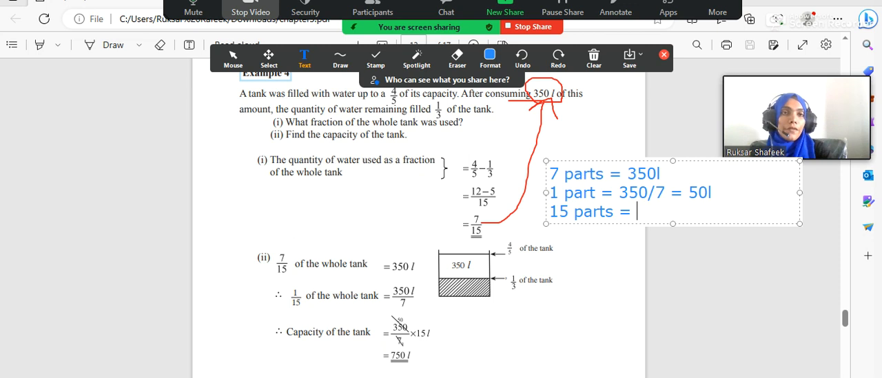So to find 15 parts, I can multiply 50 liters by 15. So when I multiply 50 by 10, I get 500, and then by 5 is 250, so the answer would be 750 liters. So the capacity of this entire tank is 750 liters.